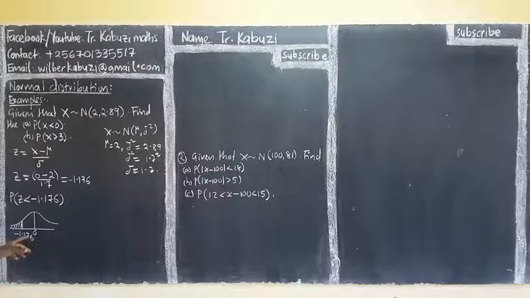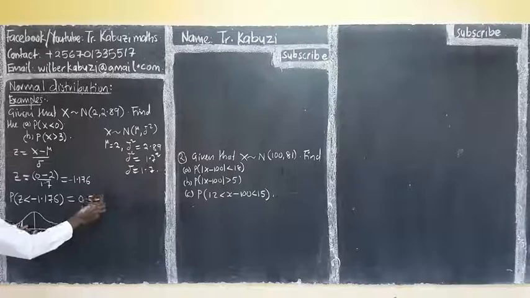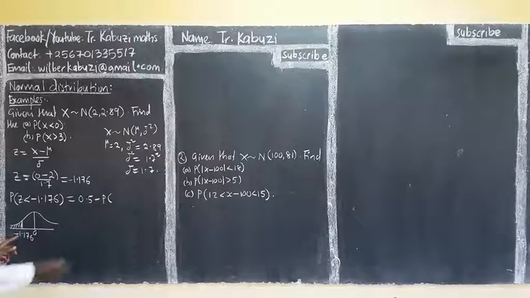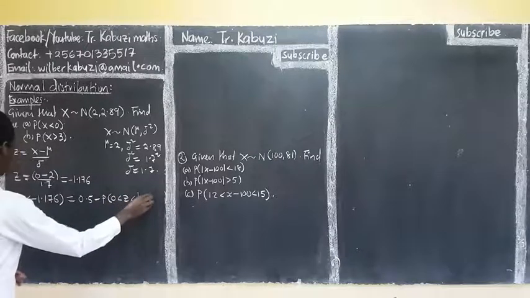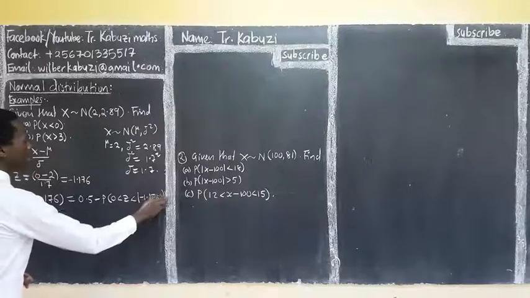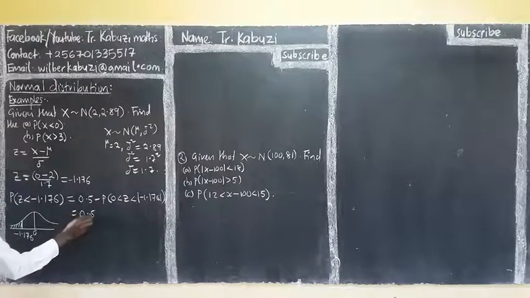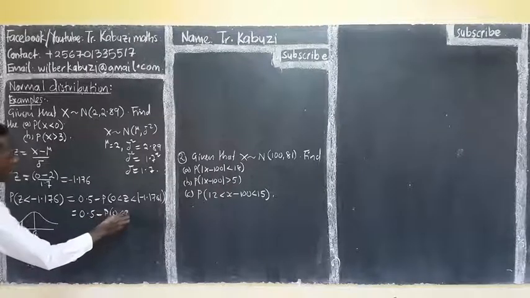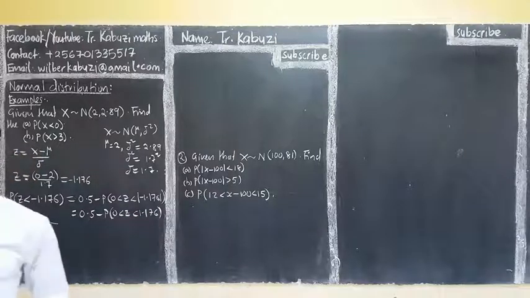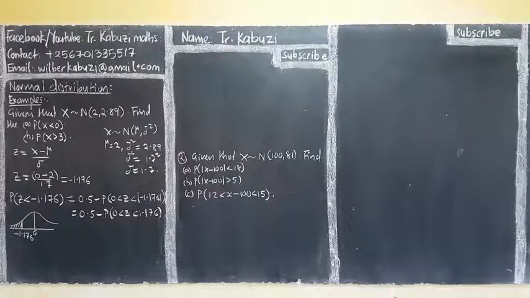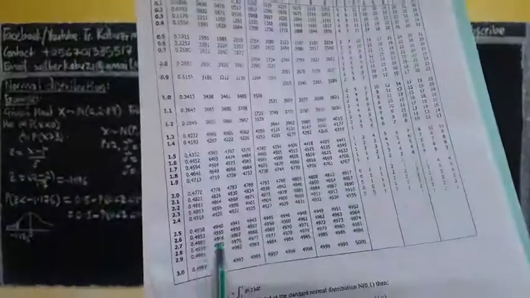Using this table, this will be the same as 0.5 minus the probability of 0 less than z less than 1.176, where we take its modulus, which is 1.176. Now we read this off from the table. How do we read it from the table? You see we have 1.1 there. So our z is 1.176.